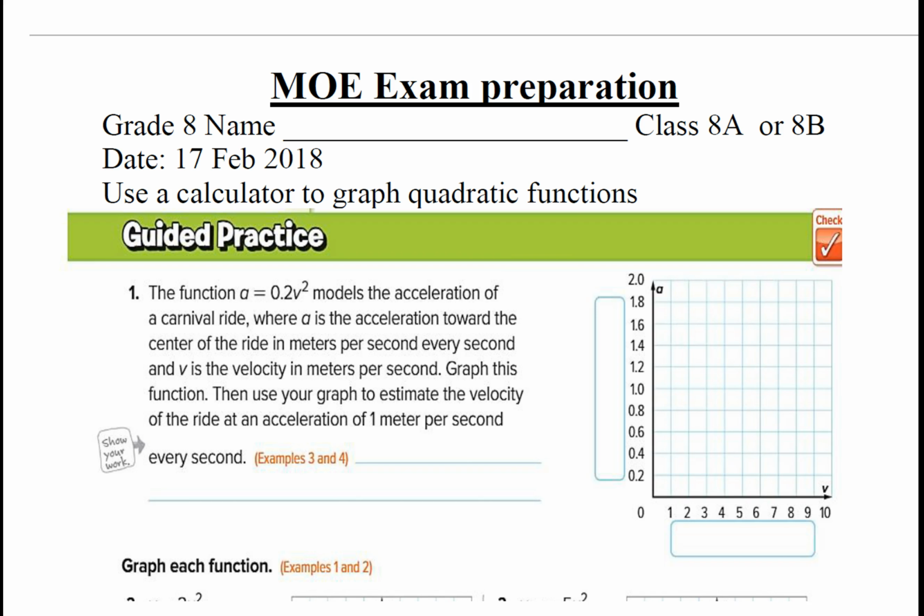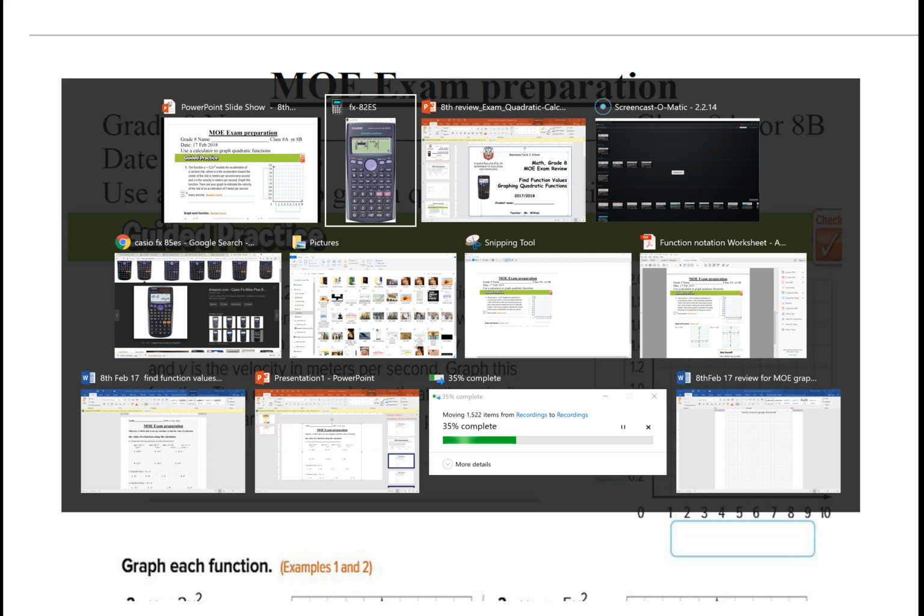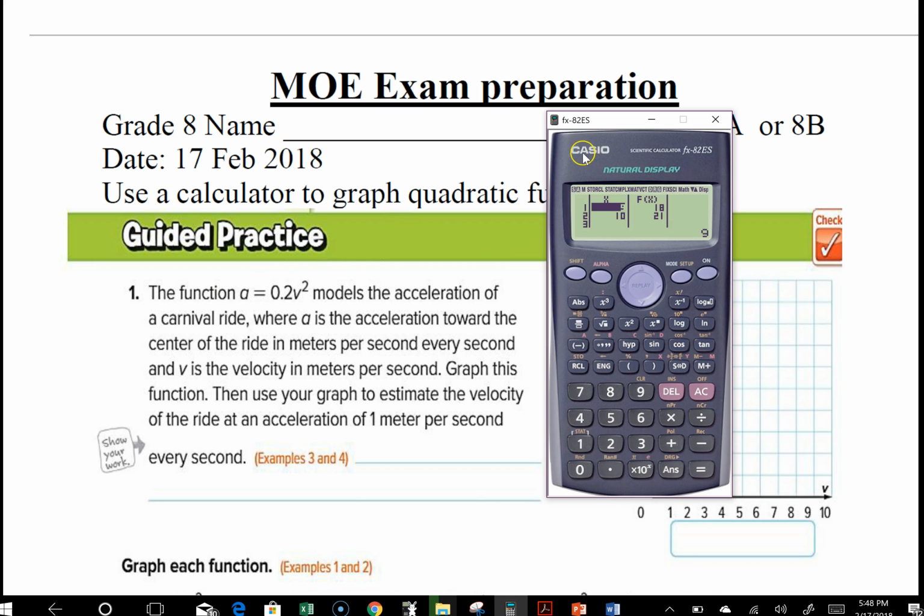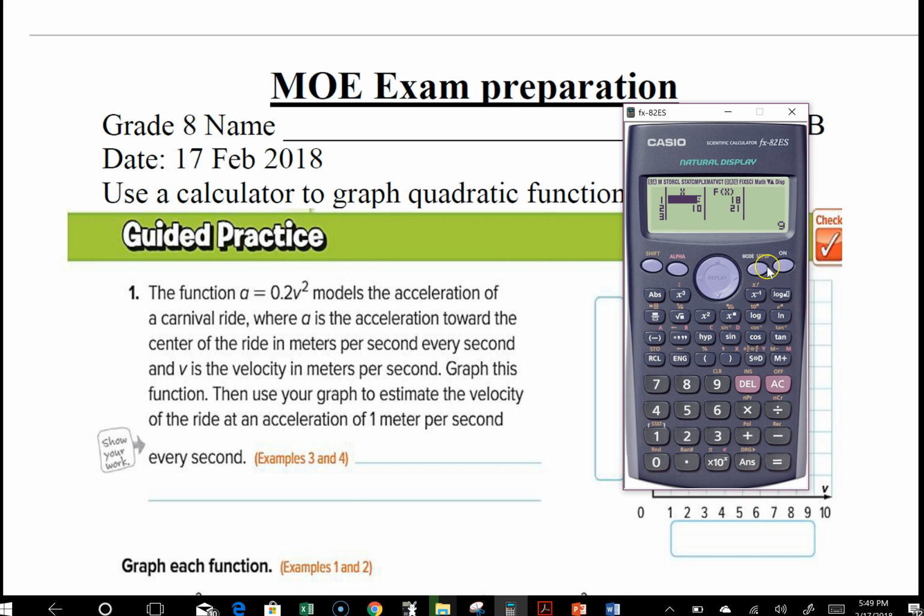All right. I'm going to go ahead and throw in a quadratic function here. Same idea, except we may put a few more numbers in. So we're going to go back to our function table. Our function is 0.2 times x squared. Doesn't matter if we use v or x. So I'm going to go alpha x, and I'm going to square it.